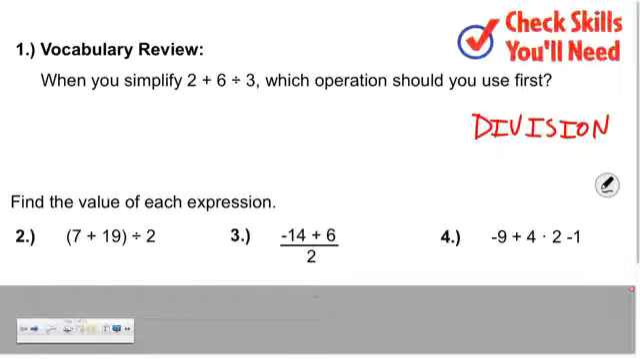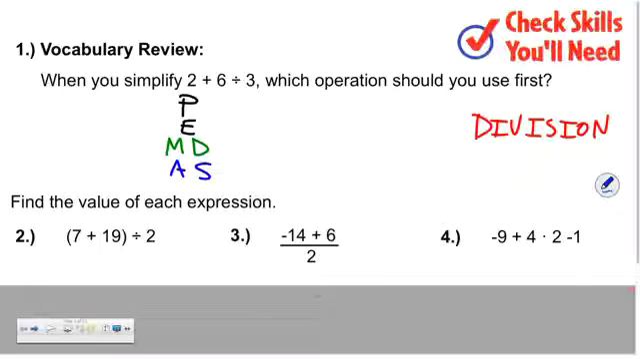So, please excuse my dear Aunt Sally. PEMDAS. Okay? The P stands for parentheses. The E stands for exponents. MD stands for multiply and divide. And the S stands for add and subtract.